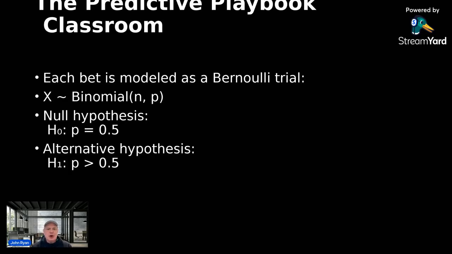So now let's model this properly. Each bet is treated as a Bernoulli trial. It either wins or loses. Under the null hypothesis, the system has no edge, meaning the true win probability is 50%. The alternative hypothesis is simple. The win probability is greater than 50%. Now let's get to the p-value.